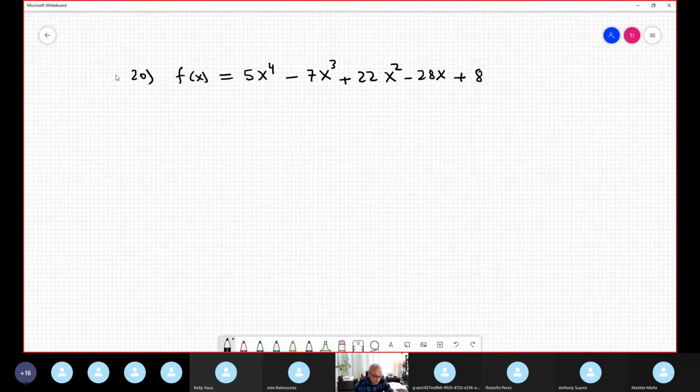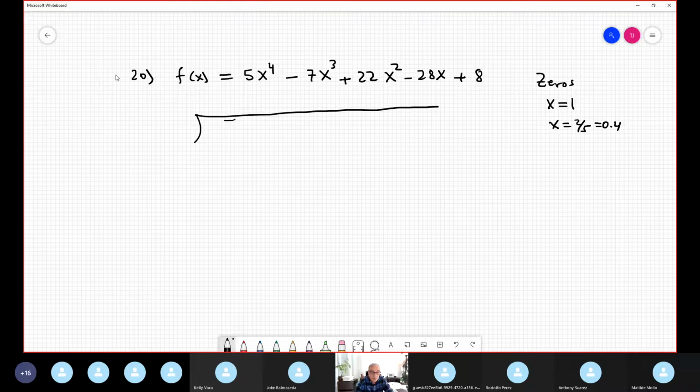Okay, entonces en décimo I see que the zeros are x equal 1, at least the real zeros, 1 and 2/5, que es 0.4. Okay, let's do the synthetic division. Synthetic division is 5, negative 7, 22, minus 28, and 8, and I try 1.